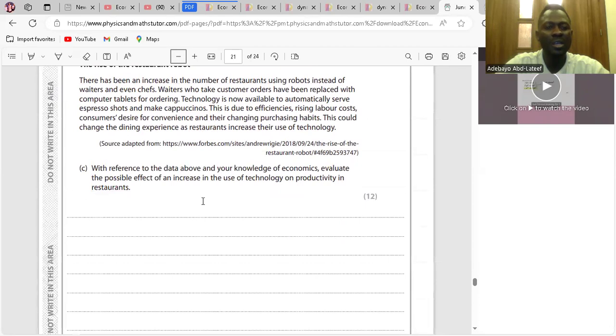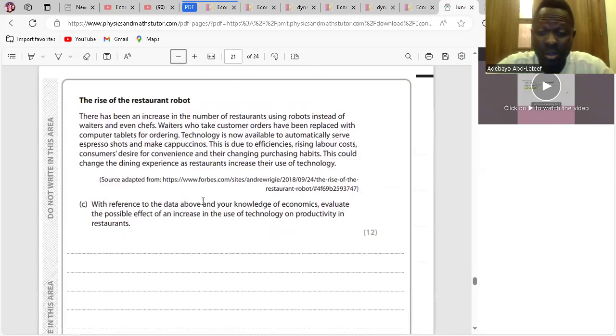We have the case study there. It will be read by the students, and I'm just going to answer the question. With reference to the data above and your knowledge of economics, evaluate the possible effects of an increase in the use of technology on productivity in restaurants. First, what is productivity? Output divided by input. When you do that, you get the mark for that. So technology makes production faster and better. This indicates productivity and efficiency. The use of robots instead of waiters is an indication of seeking efficiency.